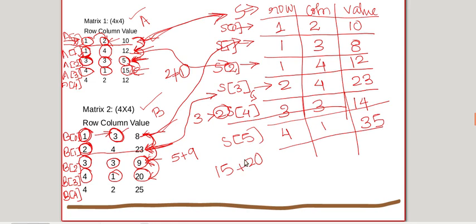Then what next? Next you have to increment this thing to s of 6, and from here also you took the value, here also you took the value, so you will have to increment this one as well as this one.